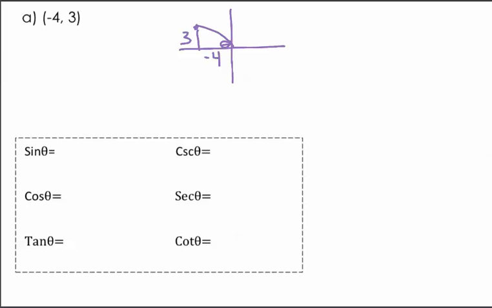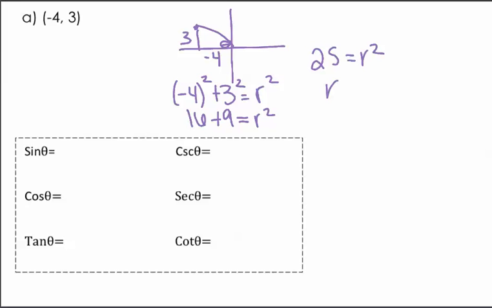You're going to do that by using the Pythagorean theorem. Your hypotenuse is always positive, as you see in those steps, so we'll do -4 squared plus 3 squared equals r squared. So 16 plus 9 equals r squared. 25 equals r squared, which means that r is 5.